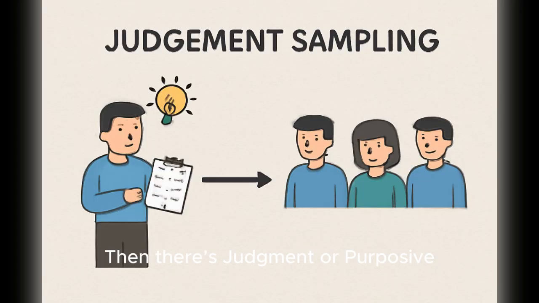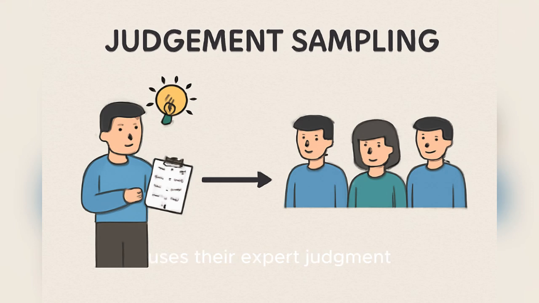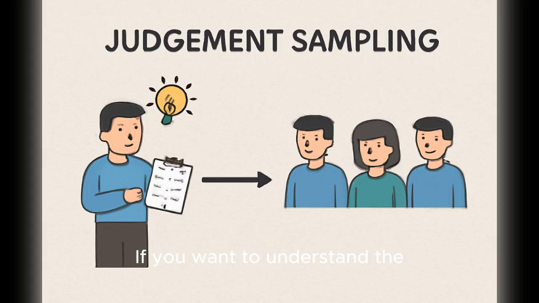Then there's judgment or purposive sampling. Here, the researcher uses their expert judgment to select participants who they believe will be the most informative for the study. If you want to understand the challenges of being a student athlete, you would purposefully seek out and interview student athletes, not just any random student. This is perfect for gaining deep insights from a specific group, but it's very subjective.